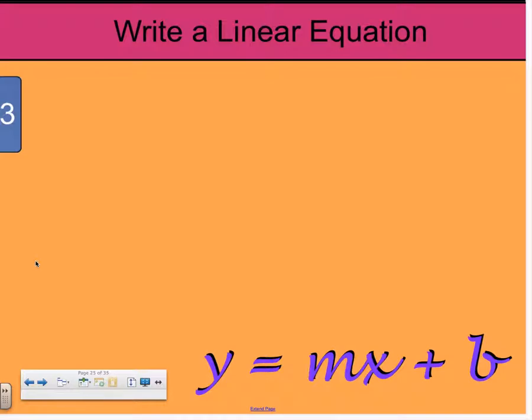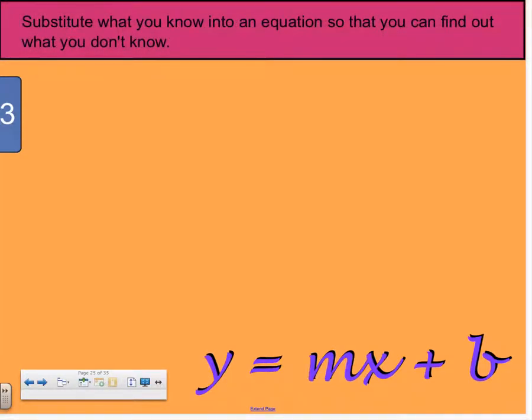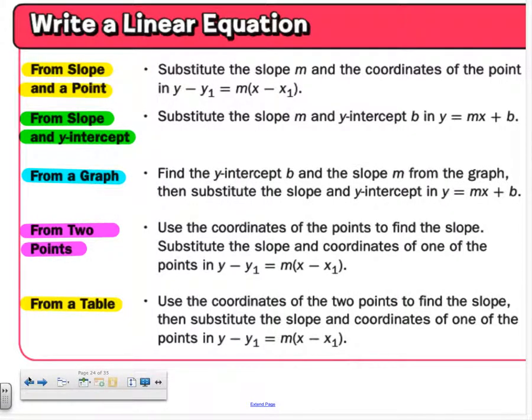Now, when we're writing a linear equation, what do we need to do? We need to substitute what you know into an equation so that you can find out what you don't know. Pretty simple. We can find out things that we don't know by plugging everything in and then solving for the variable that we are not aware of. And there are many times when you need to be able to write an equation in many different ways. Let me go back to this screen and show you.